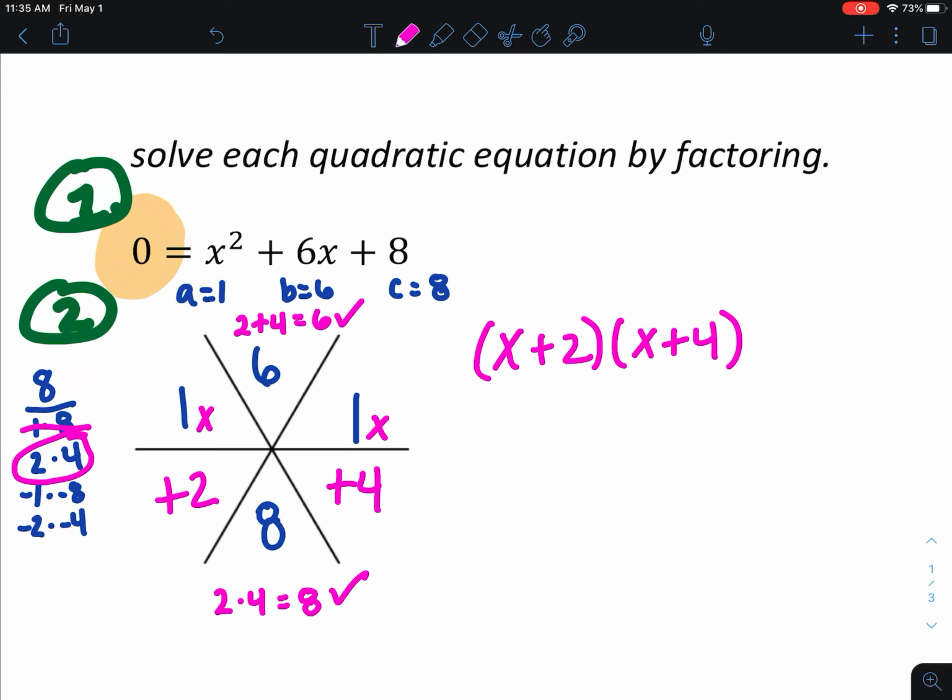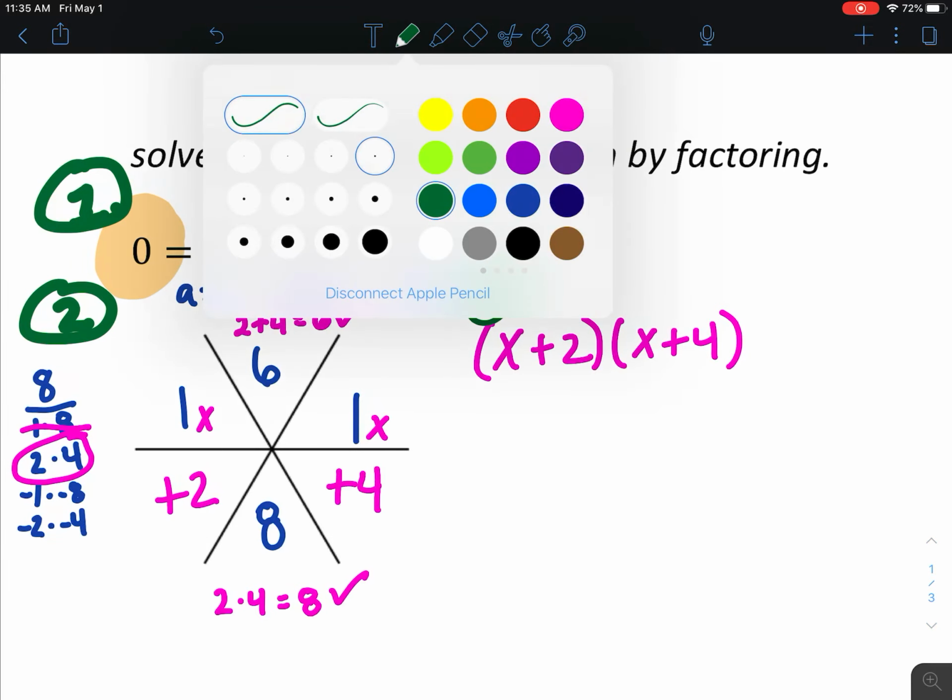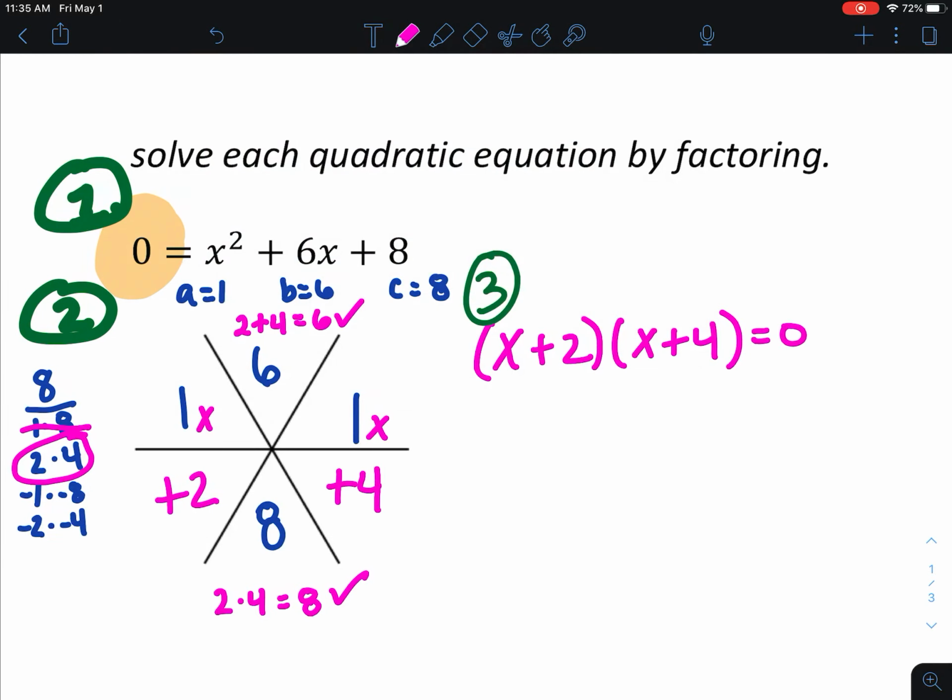Okay, so here's the next step. Alright, so we've already learned how to do this, snowflake. Okay, so step 3 is we're going to set each factor equal to 0, okay? And here's why.